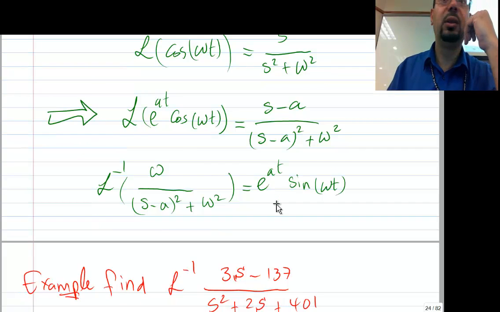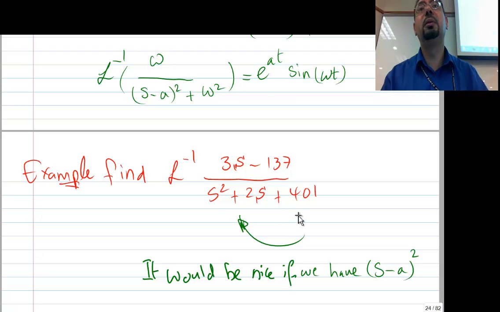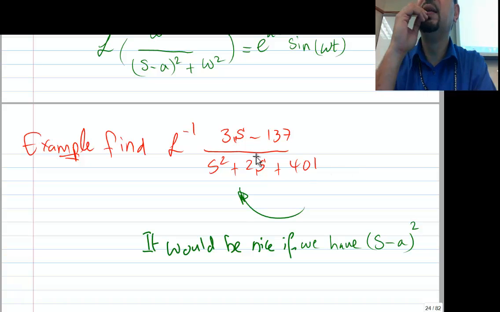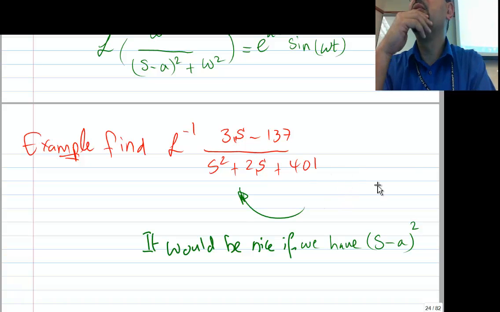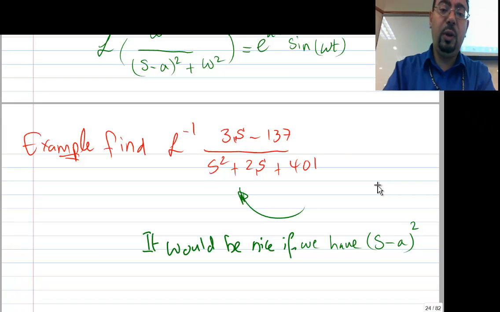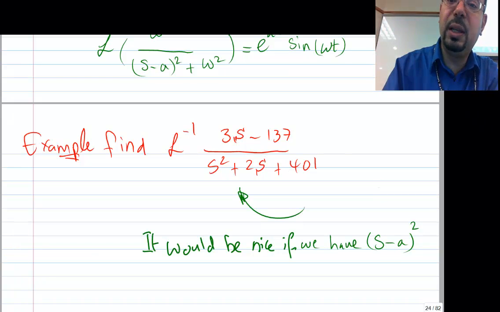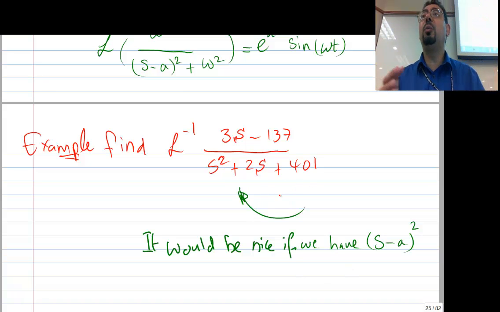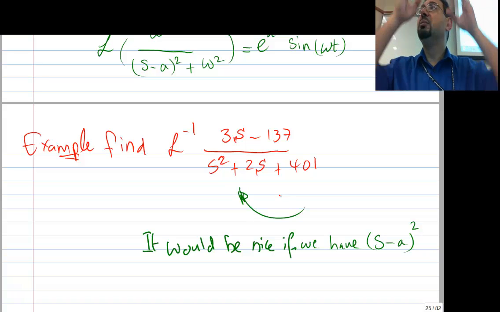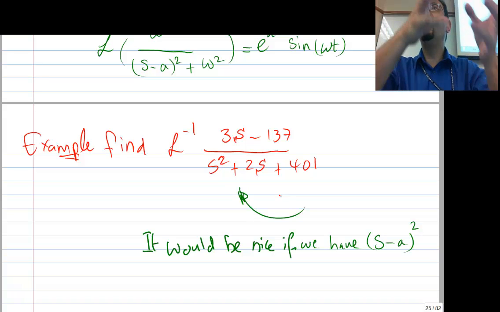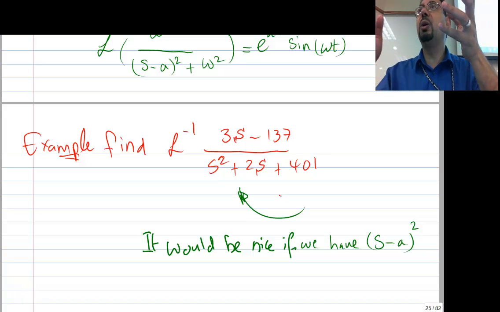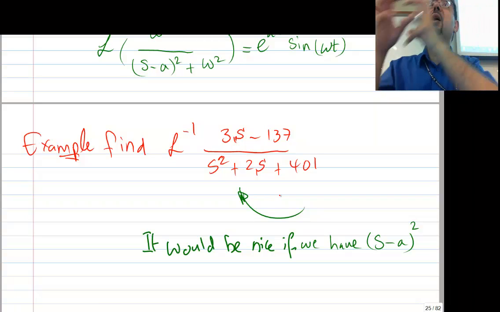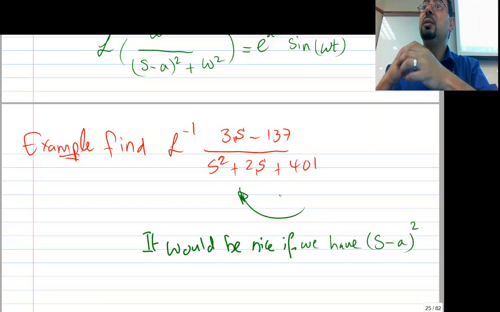Good? So here is an example. Please find the inverse of something like this. If you're looking at something like this, you should try very hard to get things in the form of s over s squared plus omega squared, or minus omega squared. It doesn't matter whether you're going to get sine or cosine, but you want to have s over s squared plus omega squared, right?